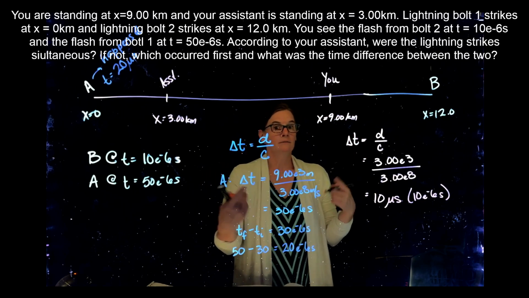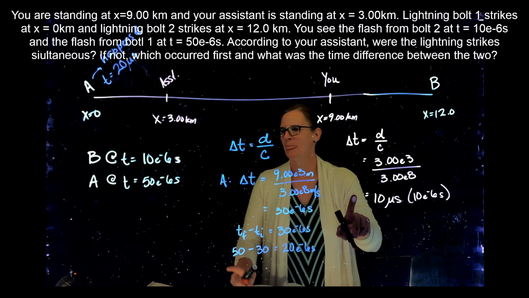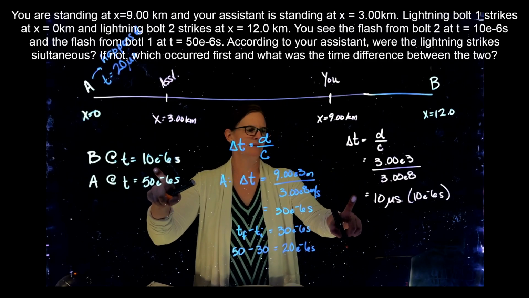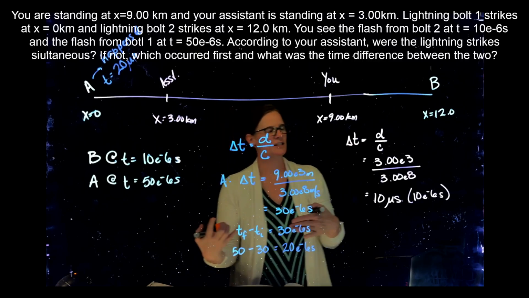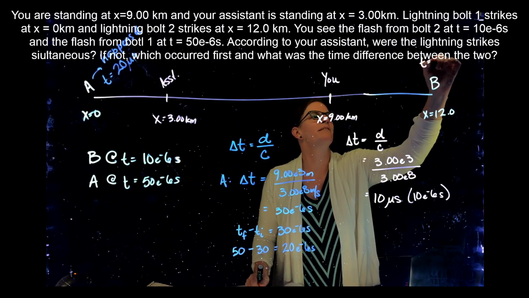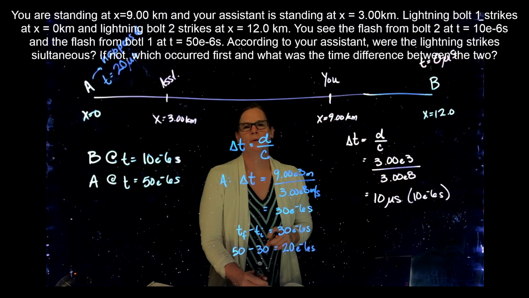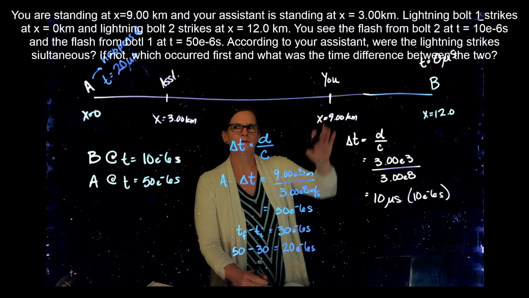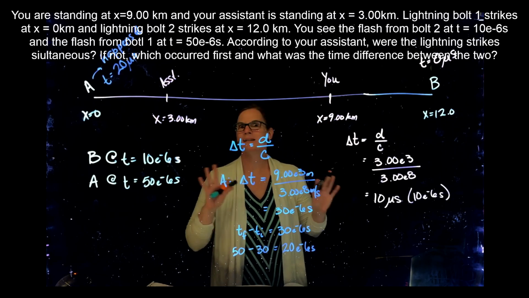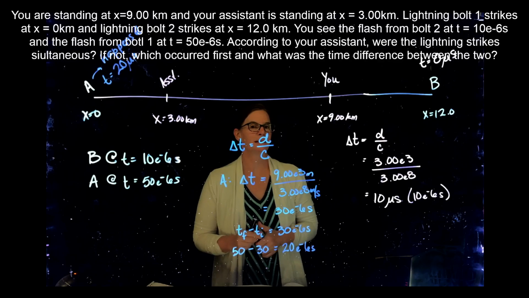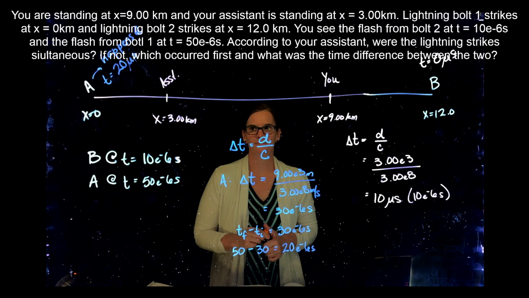Well, T final minus T initial, that's our change in time. We see it at 10 microseconds. If we see it at 10 microseconds and it took 10 microseconds to get to us, then the time for B was at T equals 0. So B was at T equals 0. A had to happen at T equals 20 microseconds. They did not happen simultaneously. B happened 20 microseconds before A.